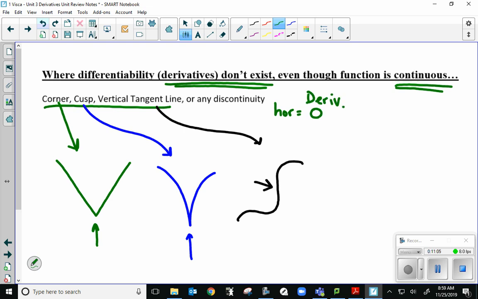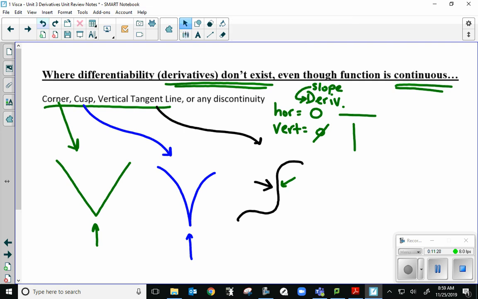This is going back to algebra, algebra 1. The derivative of a vertical line is undefined, and derivative is the same thing as slope. So the slope of a horizontal line is 0. The slope of a vertical line is undefined. This is a vertical line, so the slope is undefined. If the slope is undefined, the derivative is also undefined.